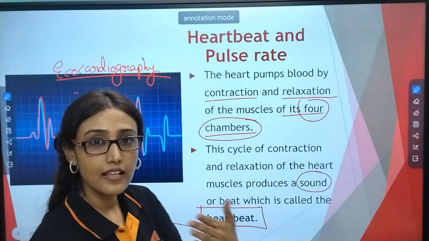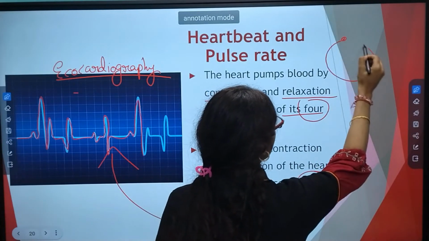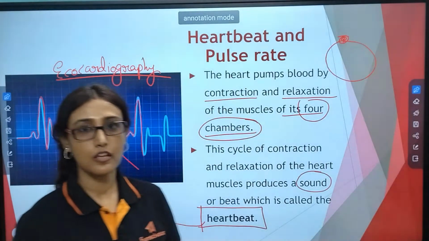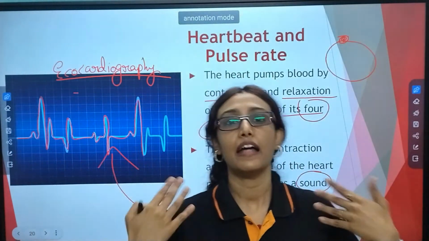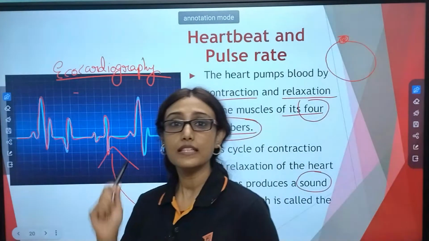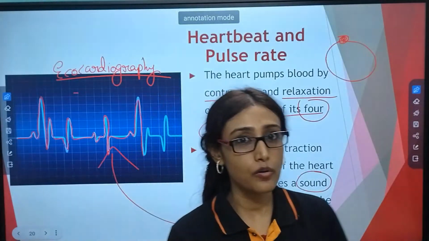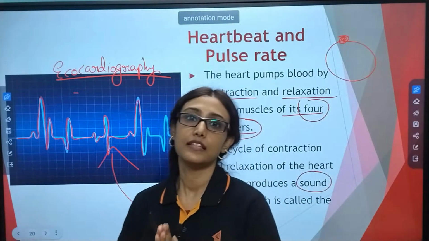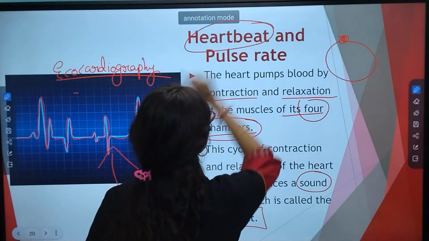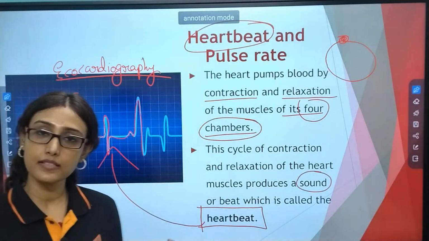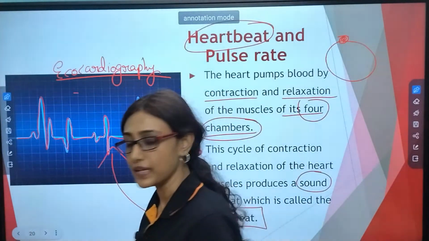So the cycle, you know what is a cycle? One thing starting from one place and again coming back to the same place. So the heart is beating, contracting, expanding, and this is continuing. So this cycle of contraction and relaxation forms a sound, tick tick tick tick. This is known as what? Heartbeat. Now you know what is heartbeat? Clearly, the sound produced by the heart is the heartbeat. Okay?